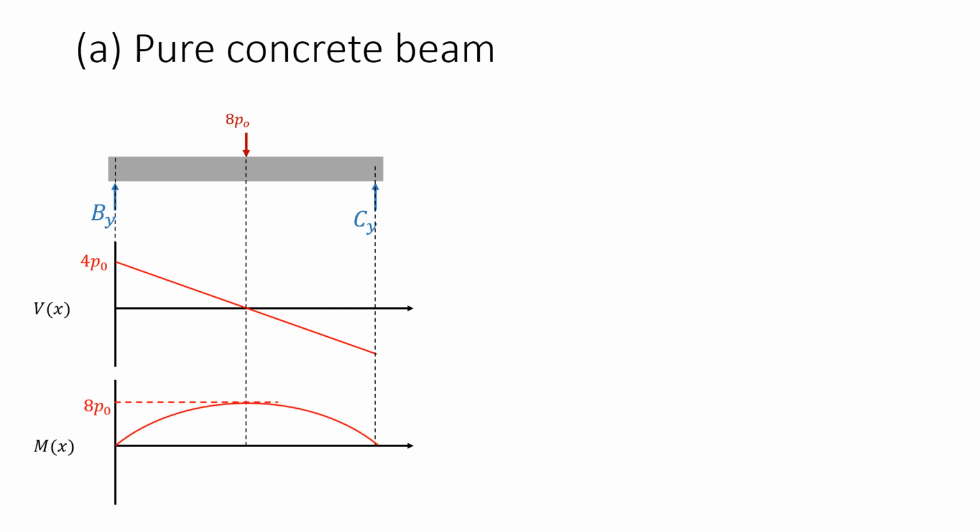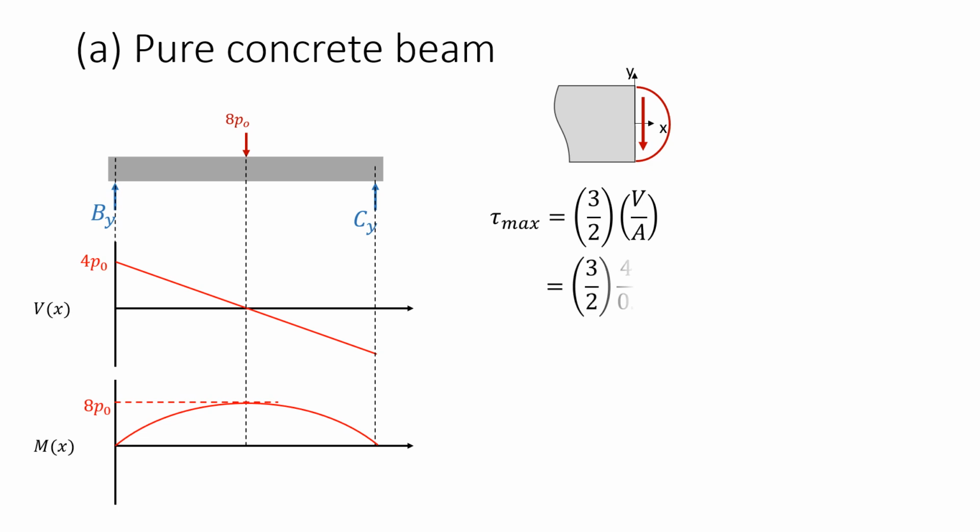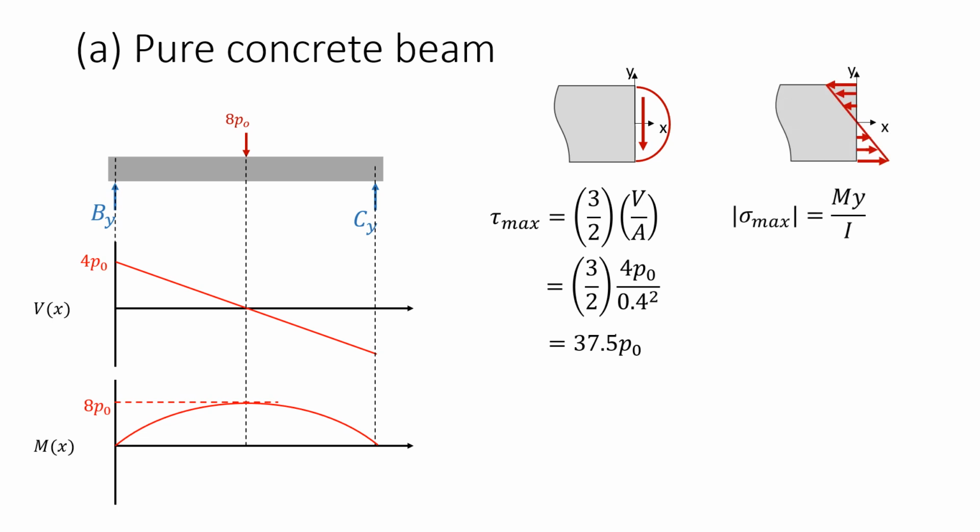So where would we expect this beam to fail? For long, thin beams, the flexural stresses are usually much larger than the shear stresses, and we'll do a quick check of that. We can calculate the max shear stress, which occurs at the maximum shear force, which gives 37.5 p naught. We can calculate the max flexural stress, which occurs in the middle of the beam, as being 750 p naught. So the flexural stress is much larger, but they're also in different locations.